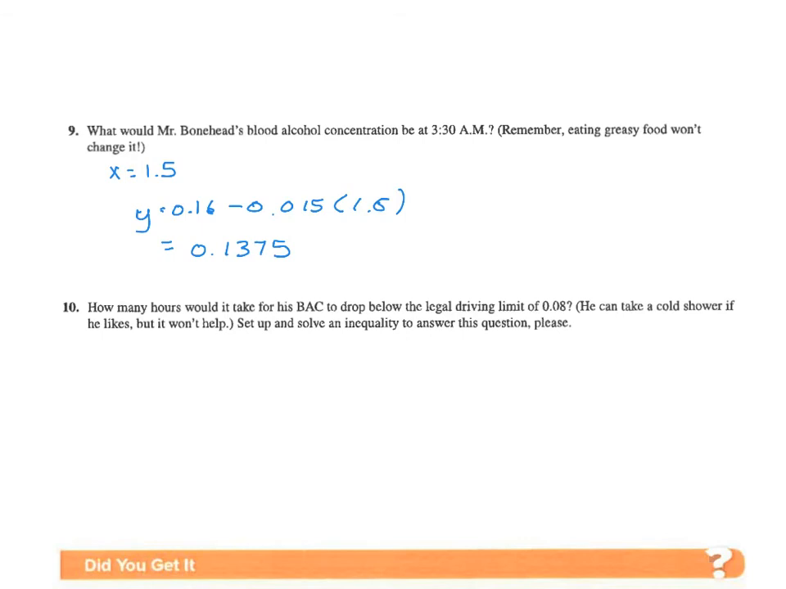10 says, how many hours would it take for his blood alcohol concentration to drop below the legal limit of the 800? So that's an inequality, isn't it? We want it to be less than. So let's use our expression for the blood alcohol concentration on the left side. Probably needed to not provide as much space as that. Now let's go ahead and solve this.